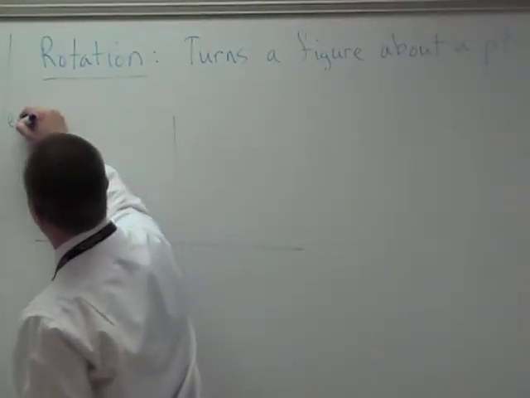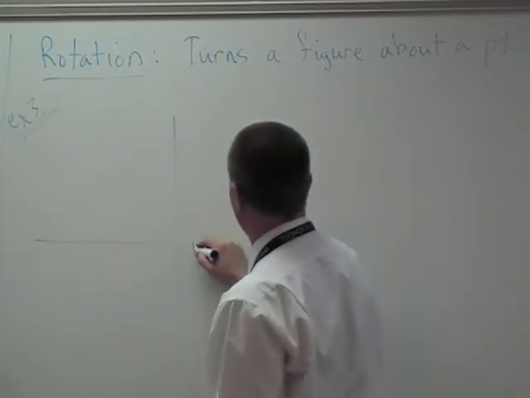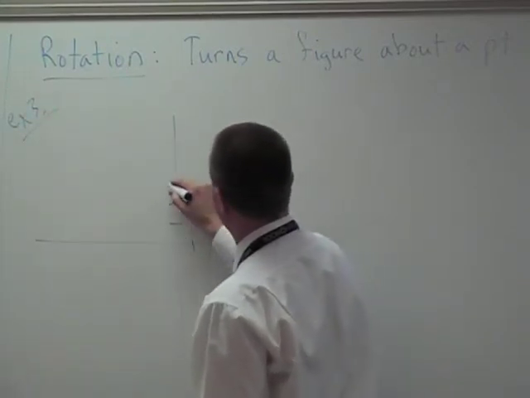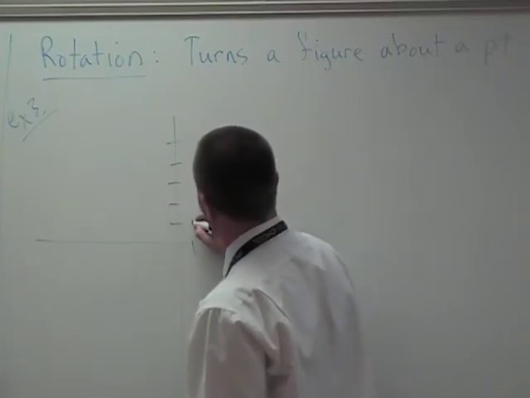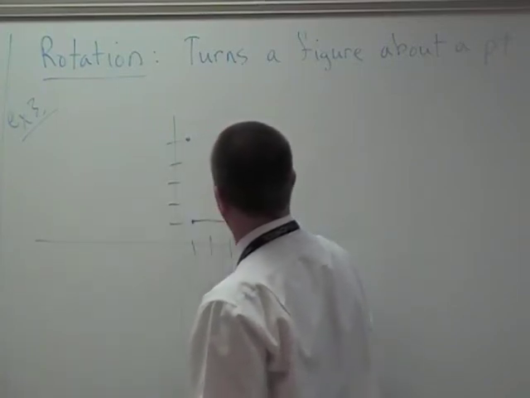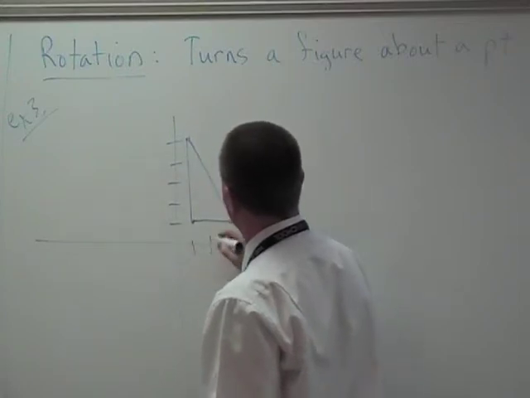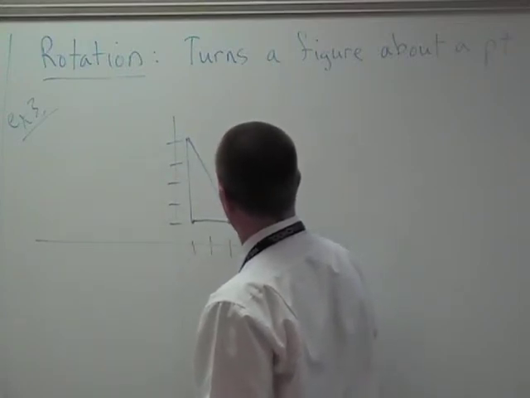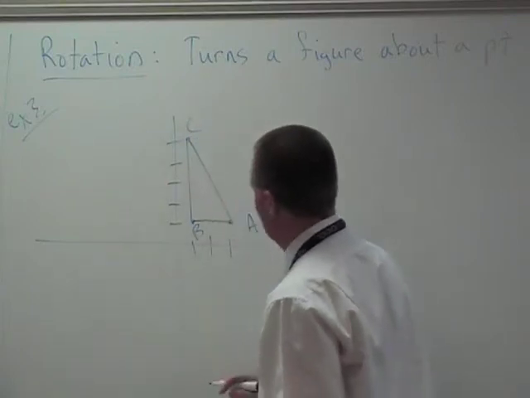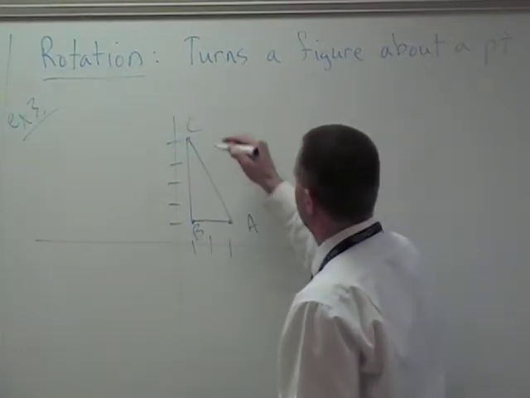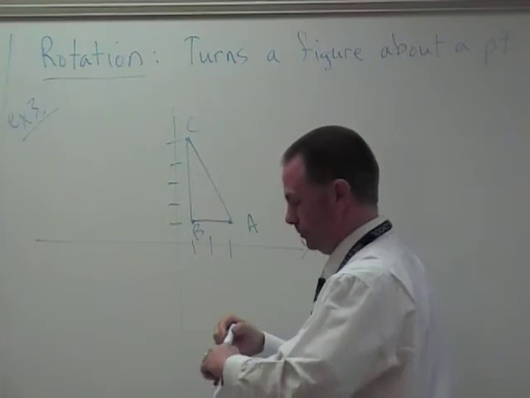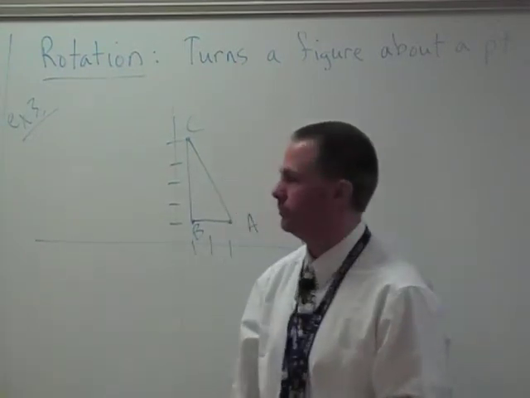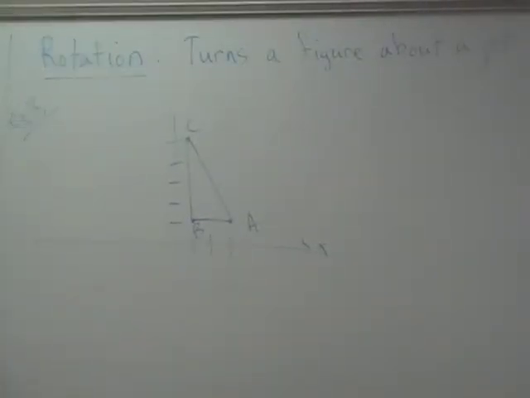Here's example 3. So here is your pre-image. Are you putting it over the y-axis? Oh, you're right. There's something new here, okay? So we're going to rotate this 2 times. So we'll get a prime image and then we'll get a double prime image.